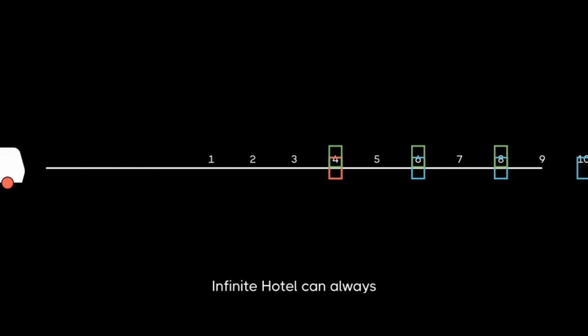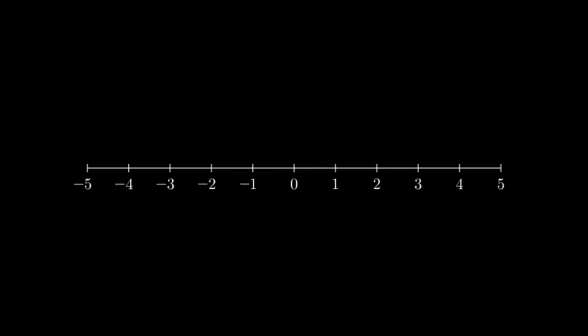The first new guest goes to room 1, the second to room 3, the third to room 5, and so on, infinitely. This remarkable property of infinity shows us that even when an infinite set seems full, we can always find room for more. It challenges our intuition about numbers and space, illustrating the unique and sometimes counterintuitive nature of infinite sets in mathematics.